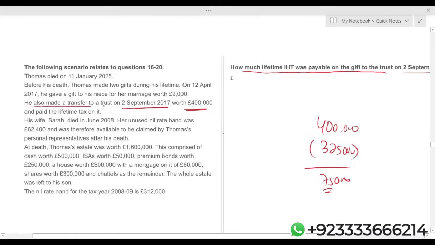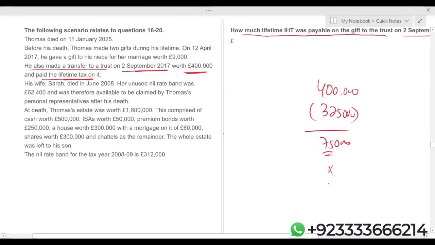He also made a transfer to a trust and paid lifetime tax. When the donor pays IHT during lifetime, the IHT rate is 25%. I'm getting 18,750. When the donor pays IHT during the lifetime, then it is 25%. And nothing is mentioned, again, the donor will pay. If the donee pays, then it is 20%.